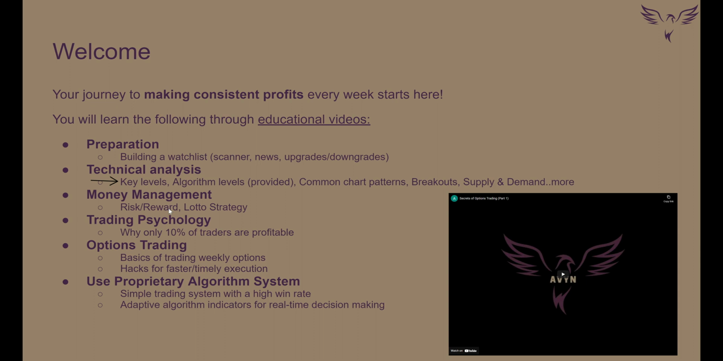I briefly touched on algorithm levels, which everyone here has, and how to go about using them. There is one common chart pattern that I do want to bring your focus to, and that has to do more so with understanding whether a breakout is going to occur or a breakdown is going to occur in a similar fashion.